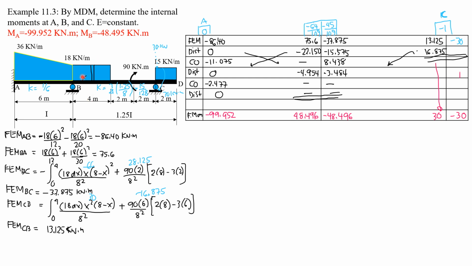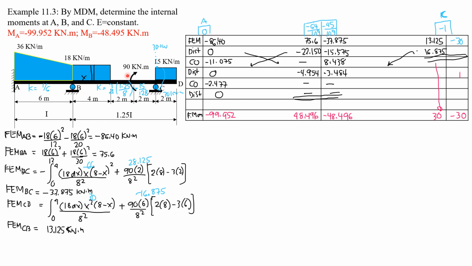Negative integral of x or ab squared over L squared, remember? So dP is 18 dx, then a is x, b is 8 minus x, so (8 minus x) quantity squared over 8 squared. So this integral is negative 66 because due to the load, the fixed moment is negative.